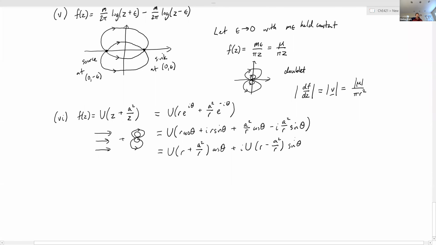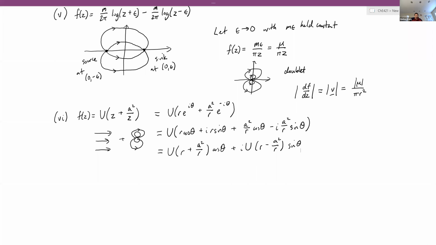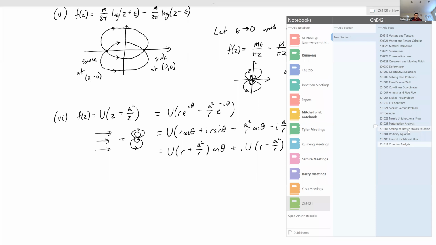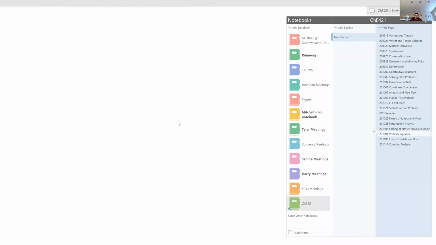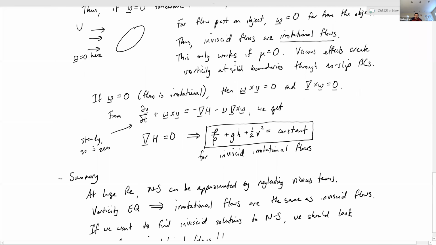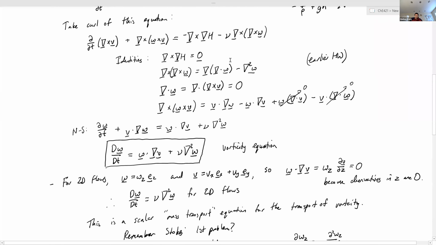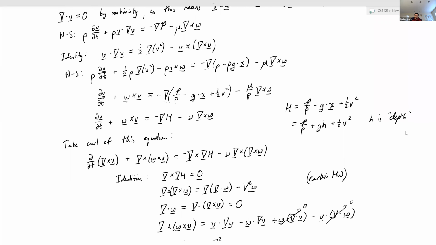Now, does that start to look familiar to you guys? Can anyone blurt out what those are? This is the potential function, and this is a stream function. Can anyone blurt out what that is? Is that the flow past the cylinder? That's flow past the cylinder, right? Because when we were talking about flow past cylinder, sorry, I went to the wrong section.